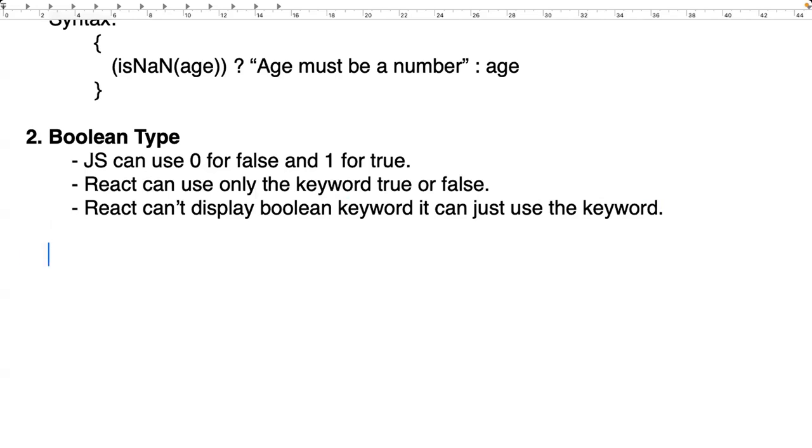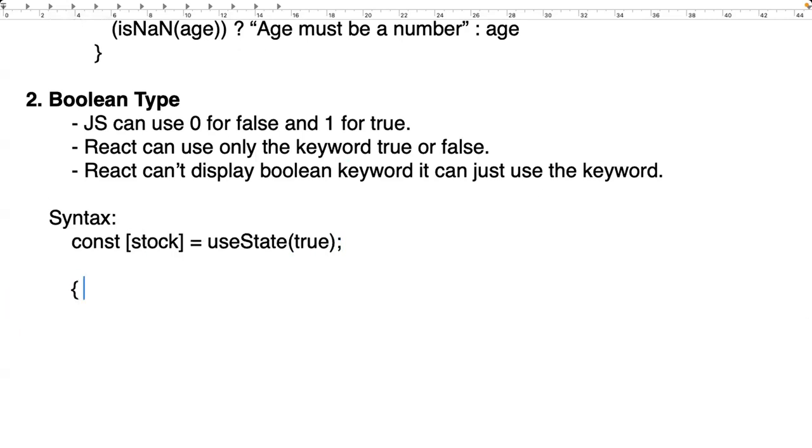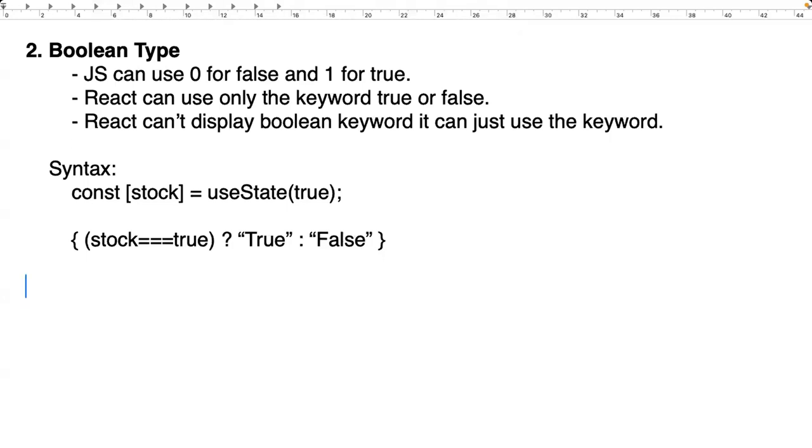So syntactically, just a rough option I give. Suppose we have a stock useState, so it is true. Then how do we define? Stock is equal to true, and question mark, we want to present true or we want to present false. We can just represent like this. So that is Boolean type. So number and Boolean, two important types. I hope you are clear. In handling Booleans, there is little change. You need to know about that.